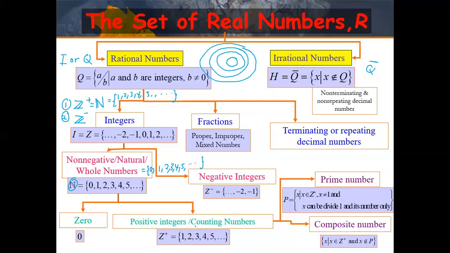Positive integers are here. We also have prime numbers and composite numbers. Prime is a number that can be divided by itself and 1. Composite I already explained earlier in module 1. Composite is a positive integer that is not a prime. For example, 4 is a positive integer and not a prime, so that is a composite: 4, 6, 8, 10, 12, 14 and so on.